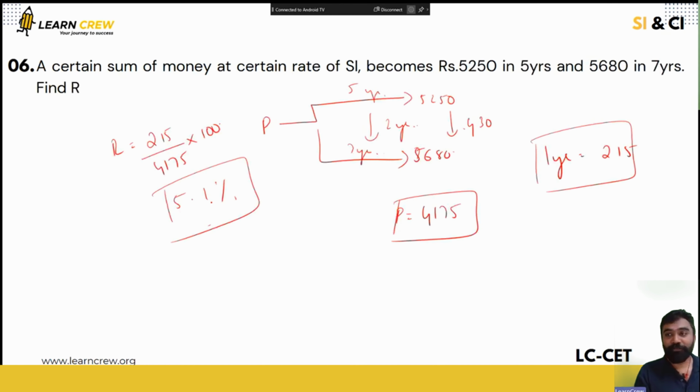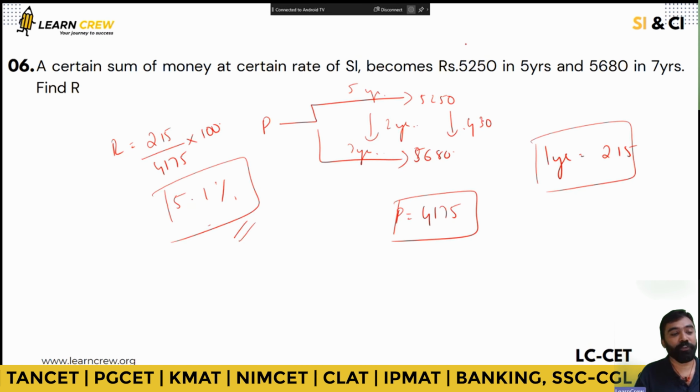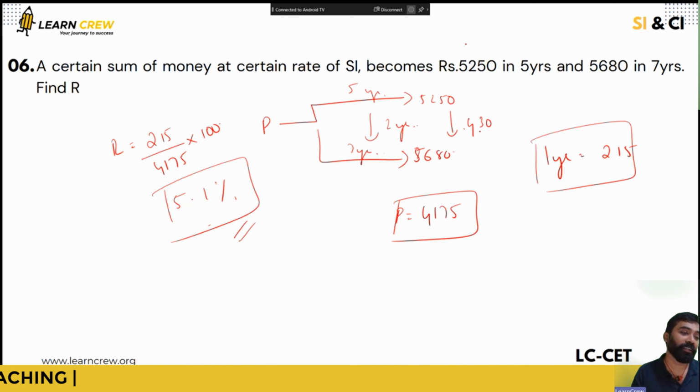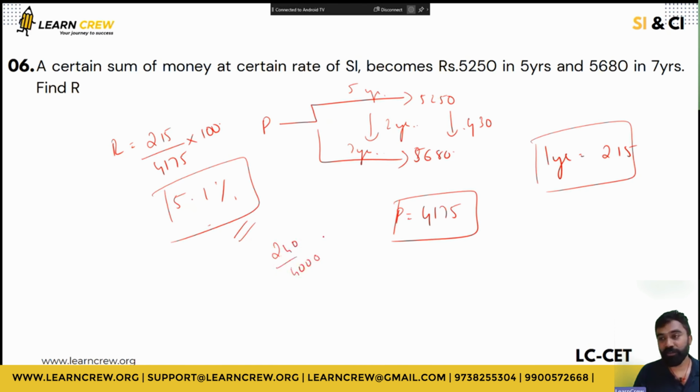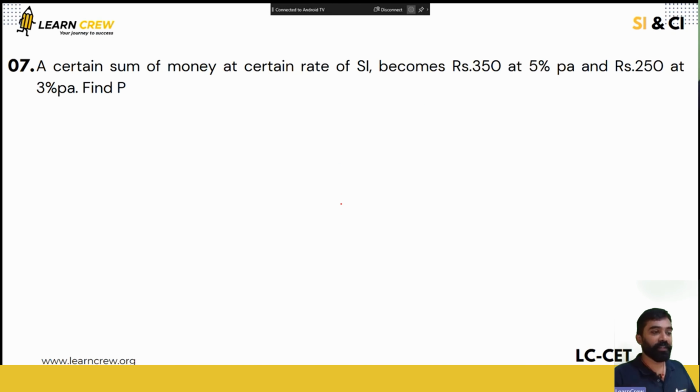Obviously, they won't give you these kinds of values in the exam. Don't worry, it will be an exact value. For example, you can take this as 5,200. If you take it as 5,200, this becomes 480, then for a single year 240. 240 into 5 becomes 1,200, so 1,200 needs to be reduced. It becomes 4,000. So it becomes 240 divided by 4,000. That becomes a more relatable value and you get around 6%. Don't worry.